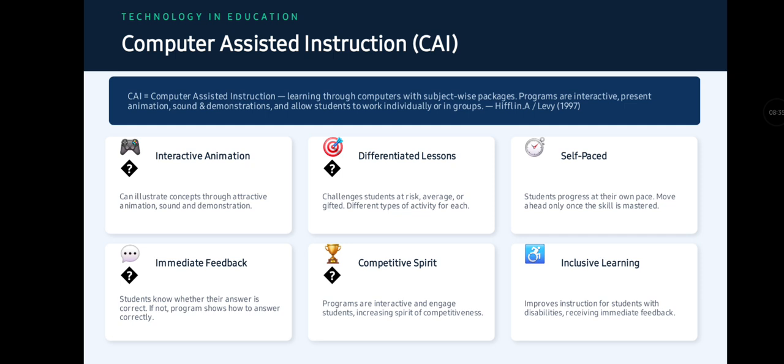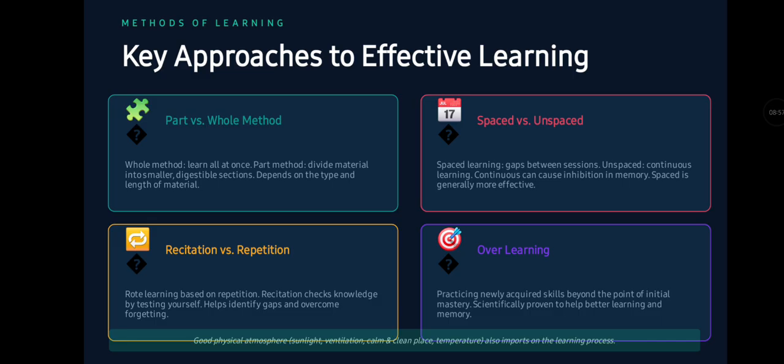Second, immediate feedback. Students know whether the answer is correct. If not, the program shows how to reach the correct answer. Competitive spirit. Programs are interactive and engage students, increasing spirit of competitiveness. Inclusive learning. Improves instruction for students with disabilities, receiving immediate feedback.